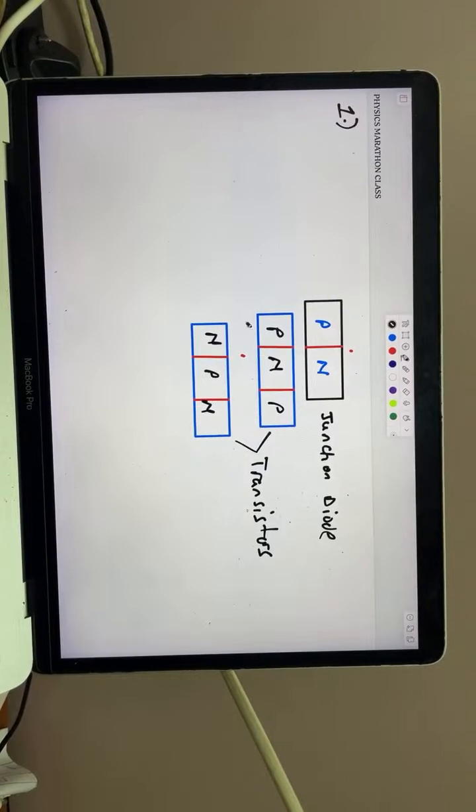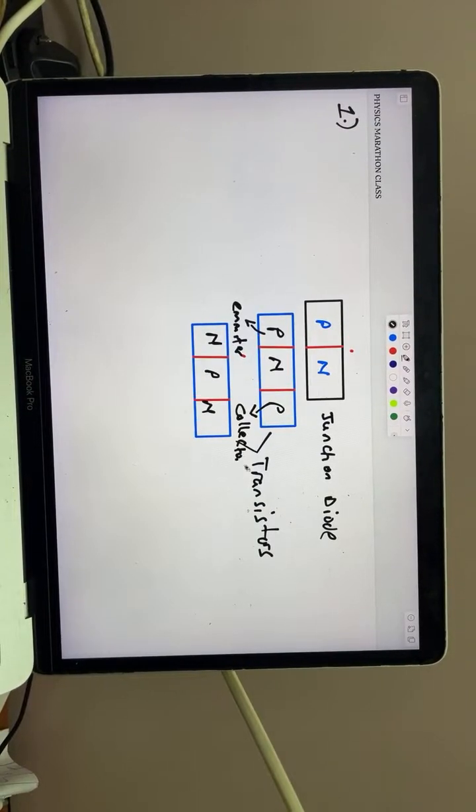So what happens is that these two ends always serve as the emitter, and this serves as the collector. So this one will be the base. The same thing also works in this place as well. So this is the emitter, collector, and then the middle one serves as the base.